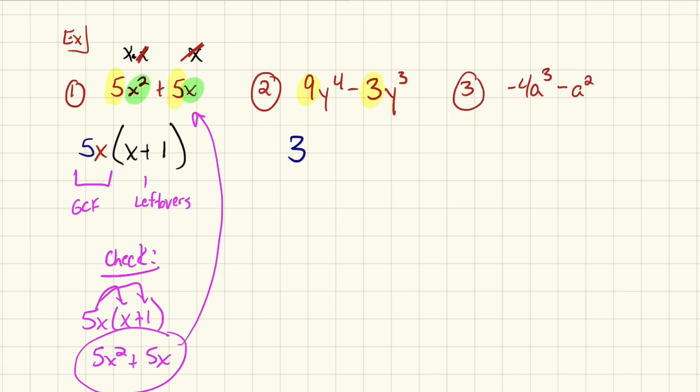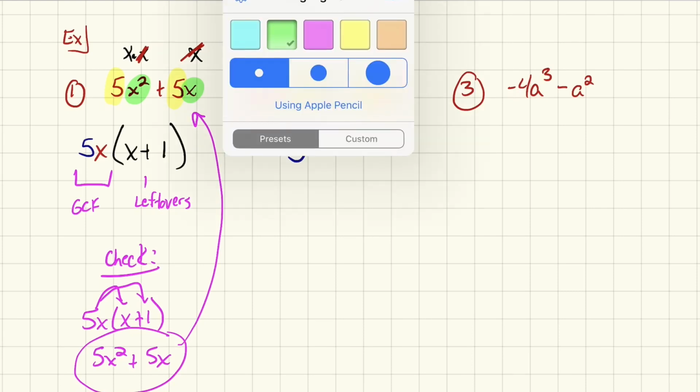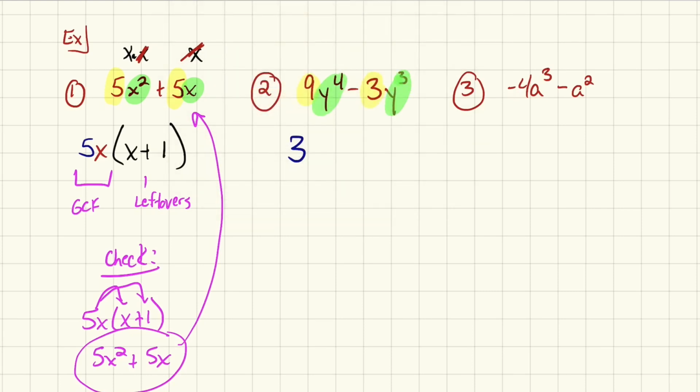Now, we look at our variables. Looking at our variables, we have y to the 4th and y to the 3rd. Remember, y to the 4th is y times y times y times y. Y to the 3rd is y times y times y. So how many y's can I take out of both parts? The answer is 3. Because if I take out 3, there's 1, 2, 3 here, 1, 2, 3 there. So I've taken that out.